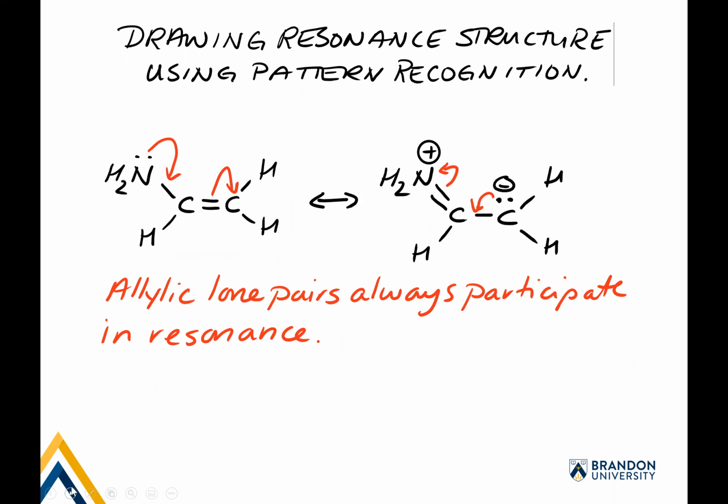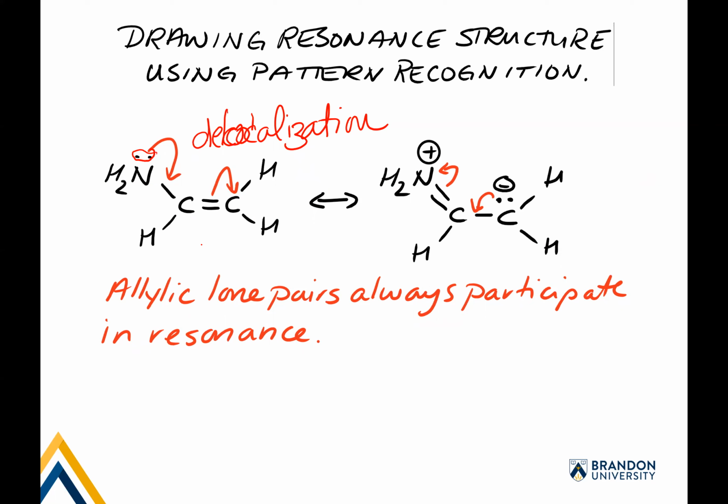So when you've got an atom which has lone pairs in this position, they can be delocalized into the pi bond, into the pi system, where we move these lone pairs down to make a pi bond, and the pi electrons in the double bond become a lone pair. So there's this delocalization of allylic lone pairs into the pi system. So allylic lone pairs are going to be able to participate in resonance for all of these structures.